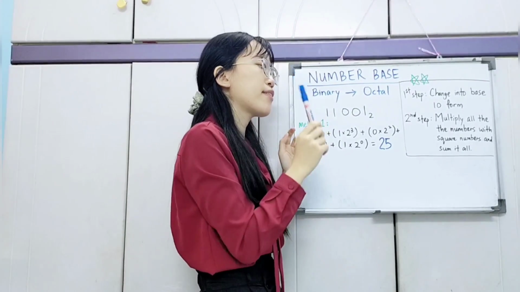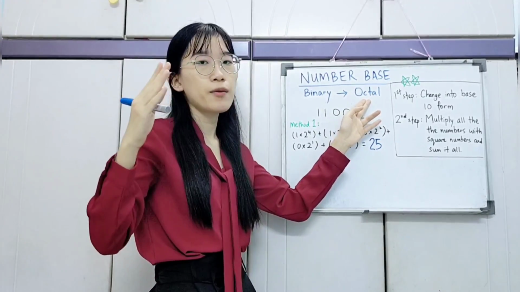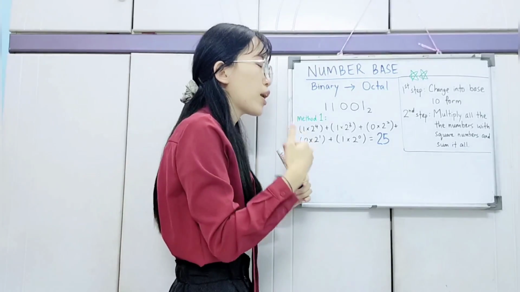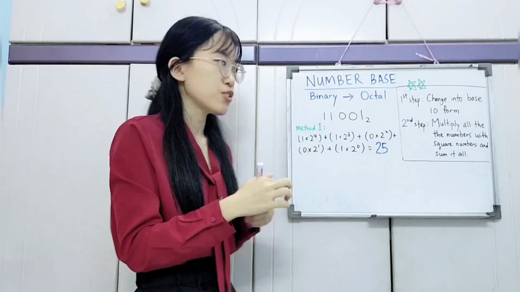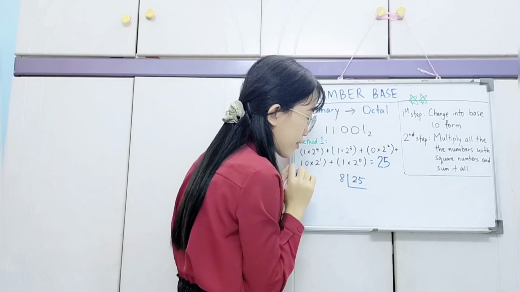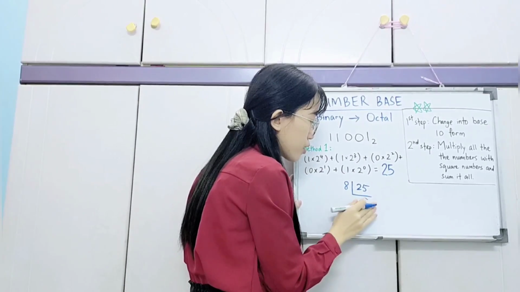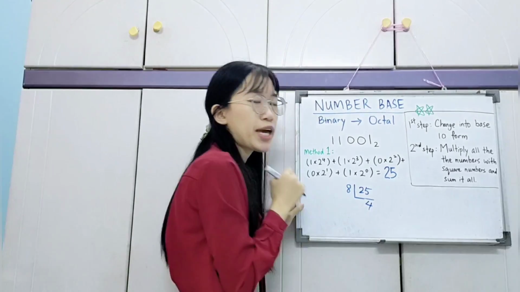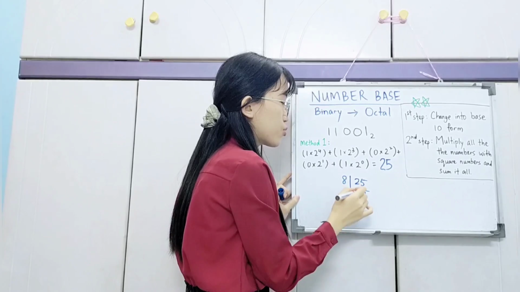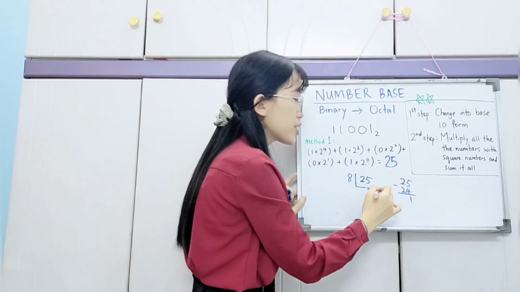After we get the number 25 in base 10, we need to change it into an octal number, meaning into base 8 form. How to do that? It's very easy. We are going to repeatedly divide the number 25 by 8. We try to get the number 3: 3 multiplied by 8 will get 24, right? If we use 4 multiplied by 8, we will get 32, but 32 is bigger than 25, so we use 3. So 3 times 8 is 24, and 25 minus 24, we find the remainder, which is 1.